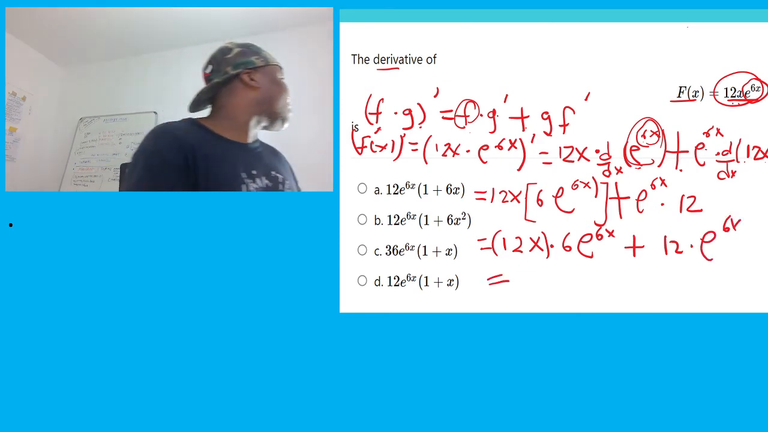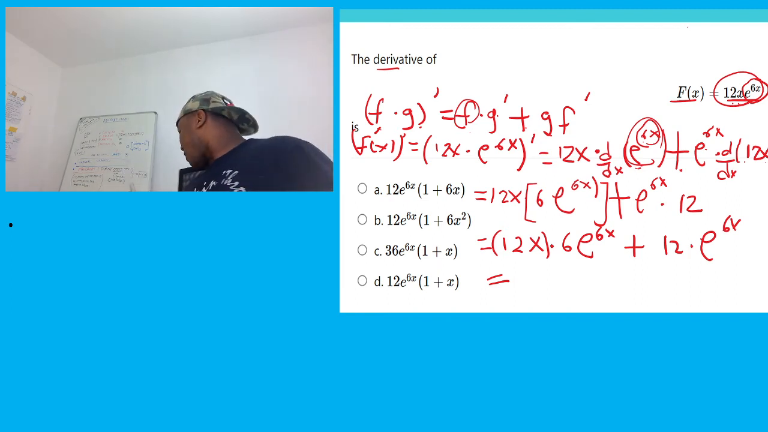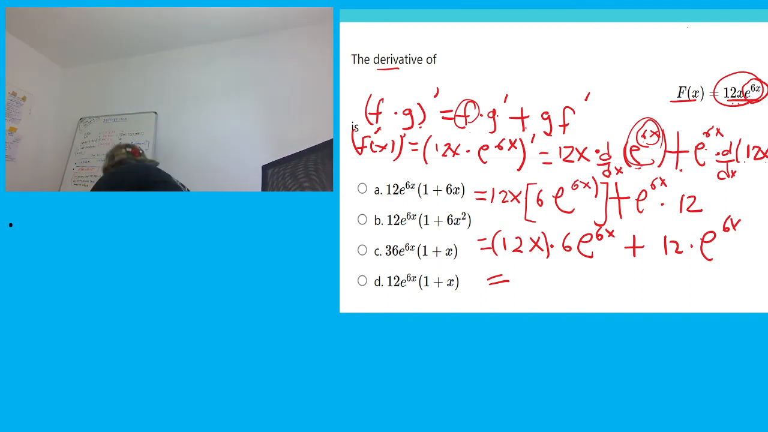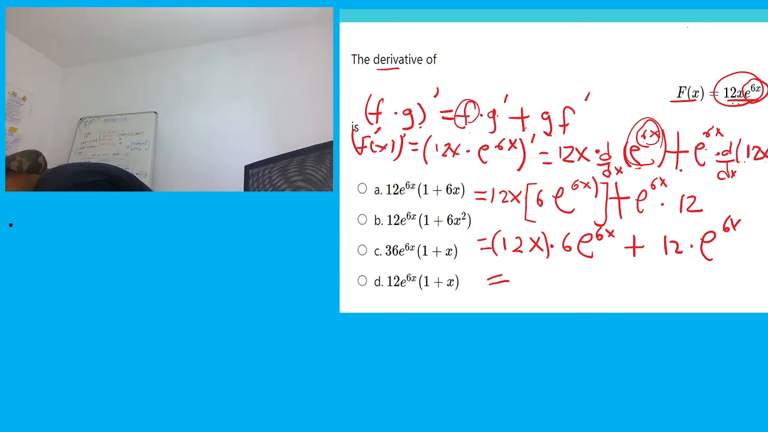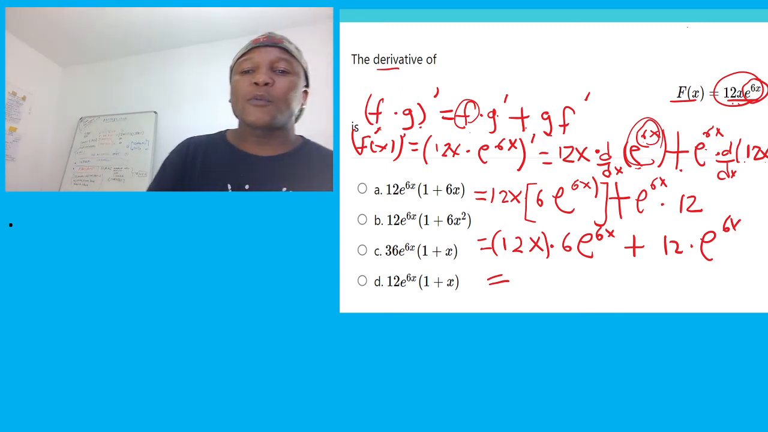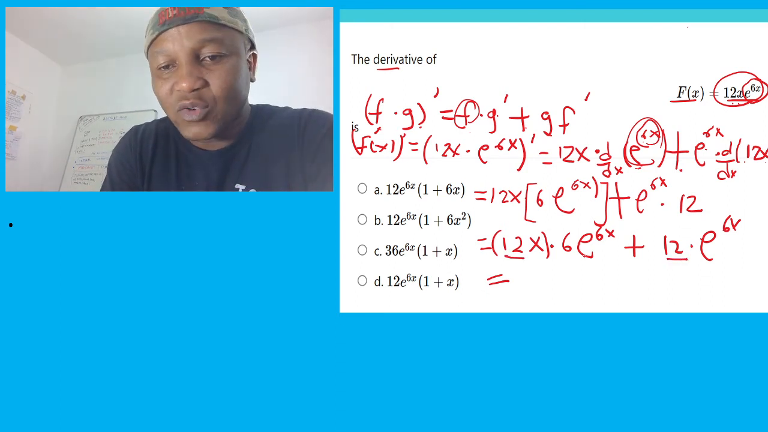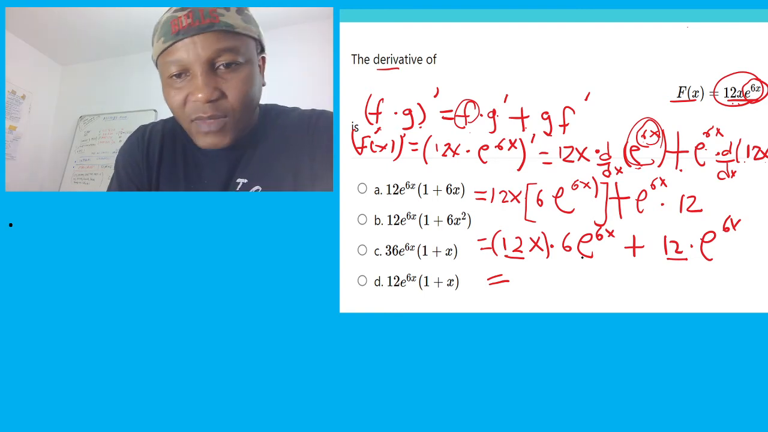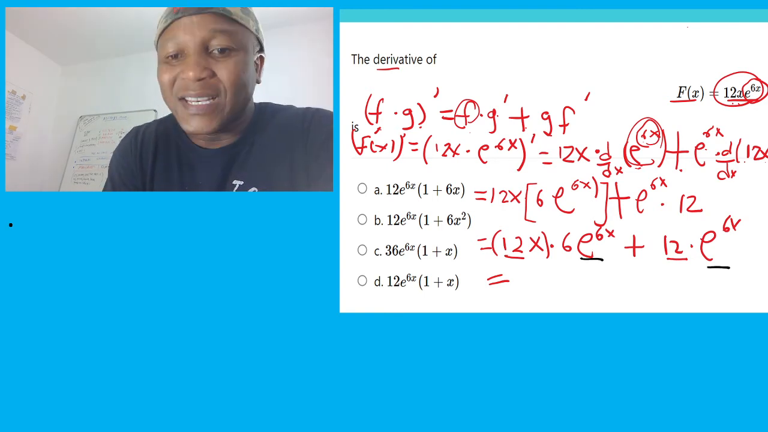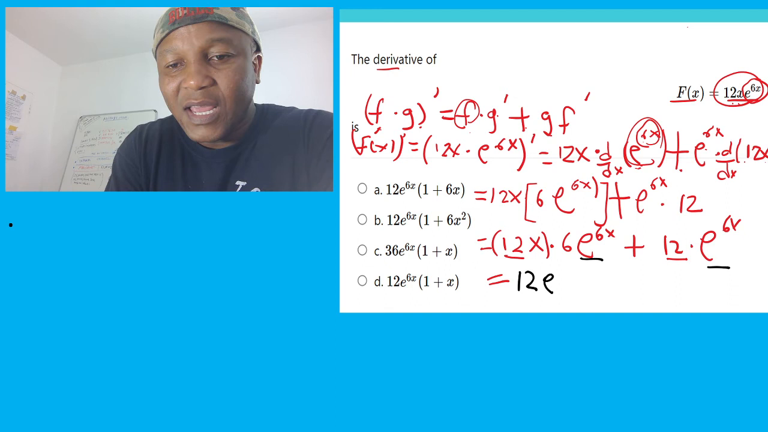We can take anything which is common on both sides. So something which is common on both sides here is, if you look careful, there's a 12, and there's an e power 6x, so we can take them out. So 12 is common and e power 6x is common.